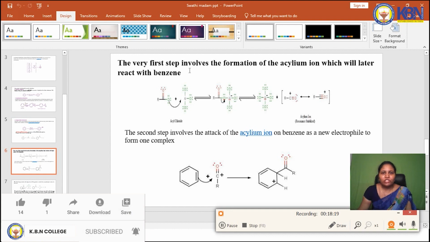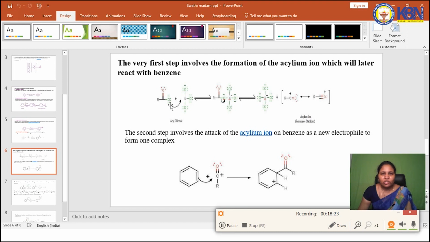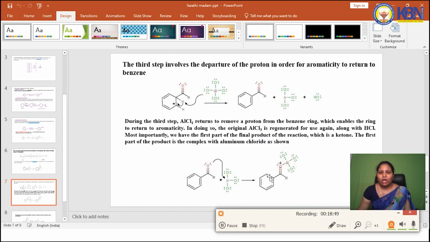So the very first step involves the formation of the acylium ion, which will later react with benzene. First the acylium ion forms from the acetyl chloride, that is RCOCl. It attacks the aluminum chloride, which results in the formation of an acylium ion. The second step involves the attack of the acylium ion on benzene as a new electrophile to form a complex. This electrophile, that is the acylium ion, will attack the benzene in this manner.